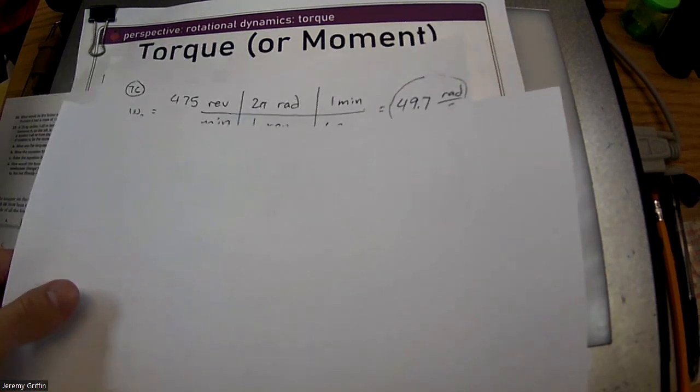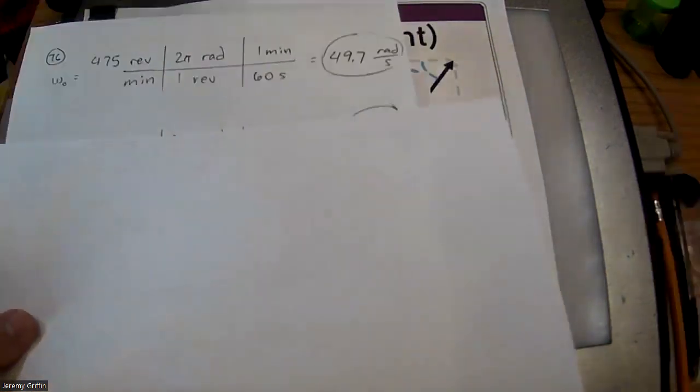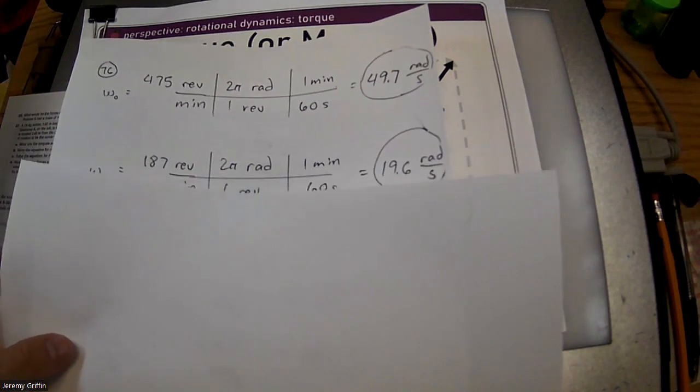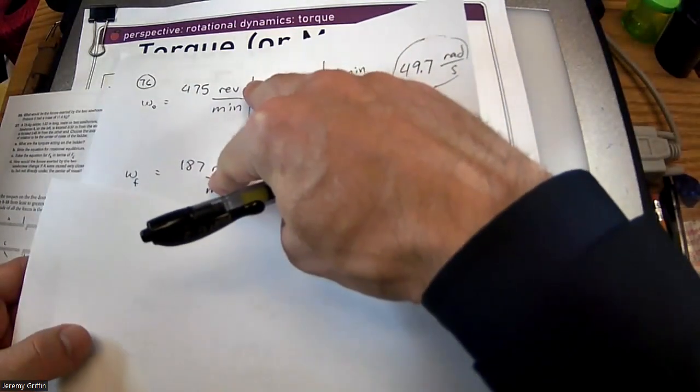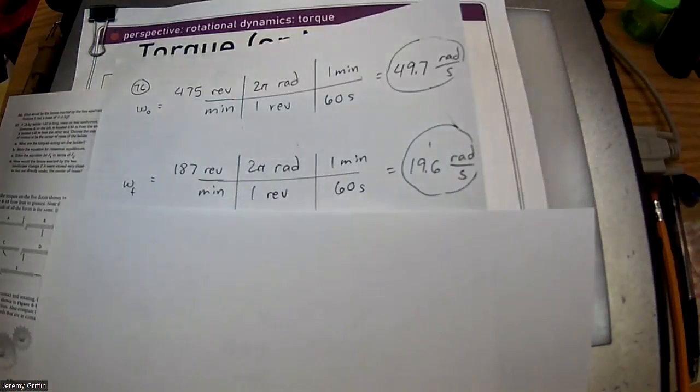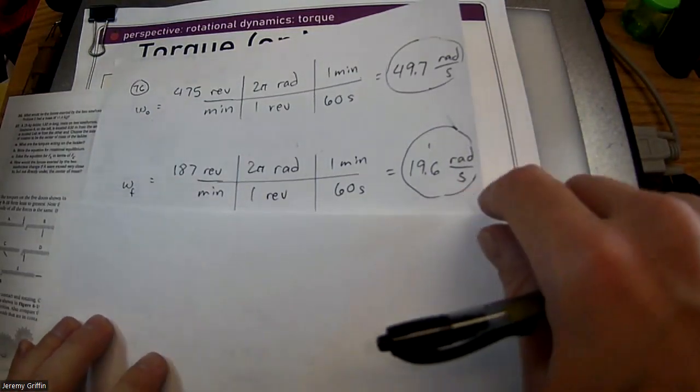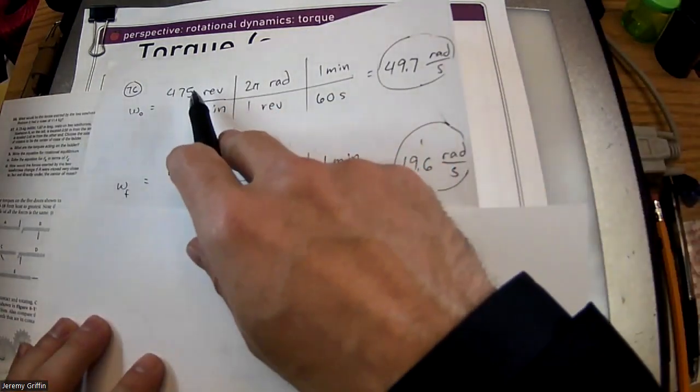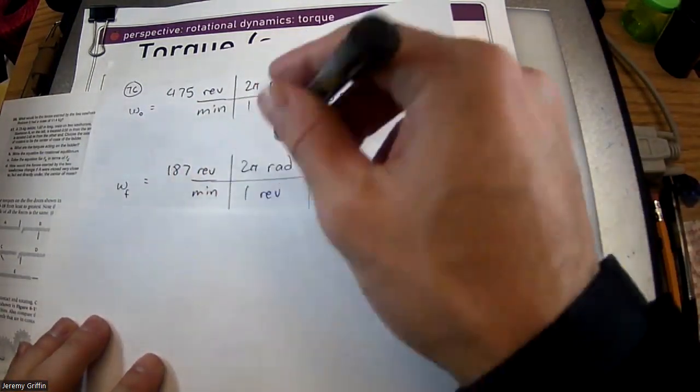All right, so here we go. They gave you a couple of angular velocities, and you need to convert those to radians per second. So 2 pi radians in 1 revolution.